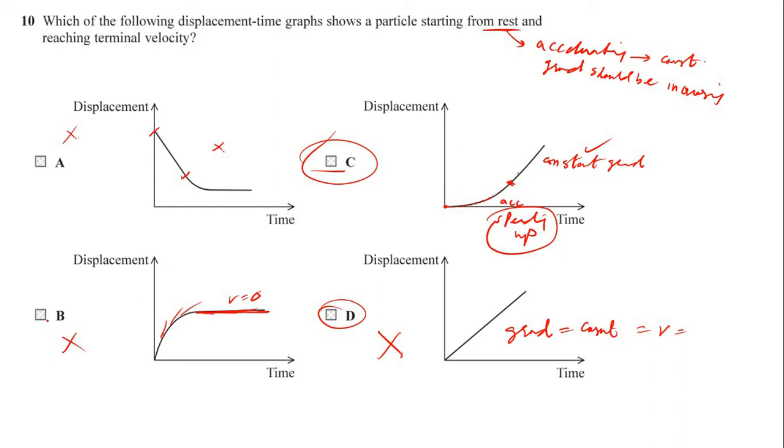It cannot be B. Sometimes you might have a confusion that in the text you have seen this graph, but remember this graph is a velocity time graph. If this were a velocity time graph, then you choose option B, but this is a displacement time graph. Option is C.